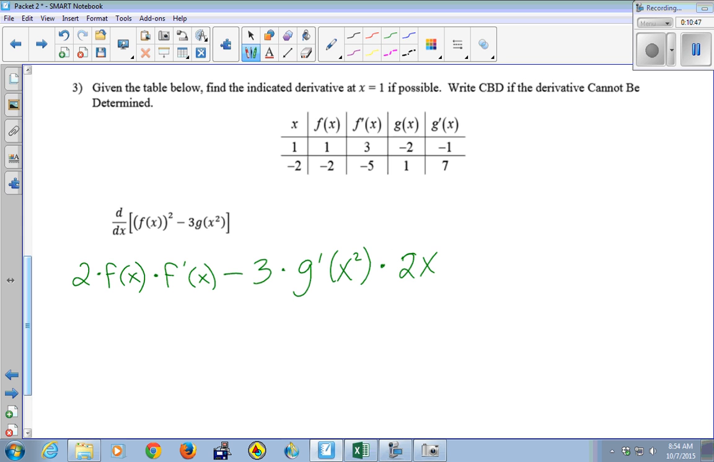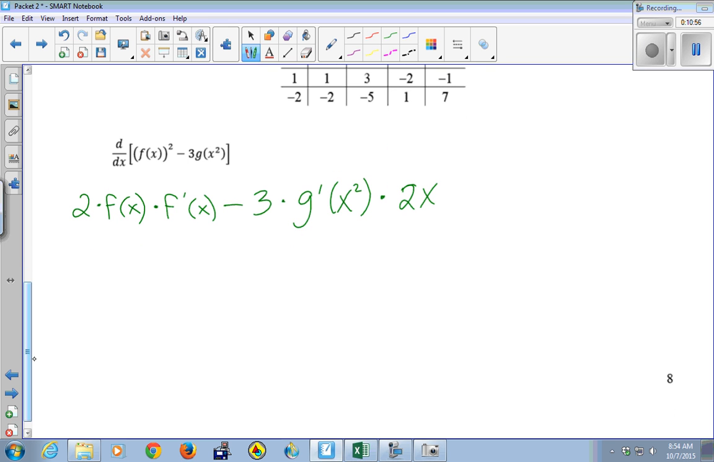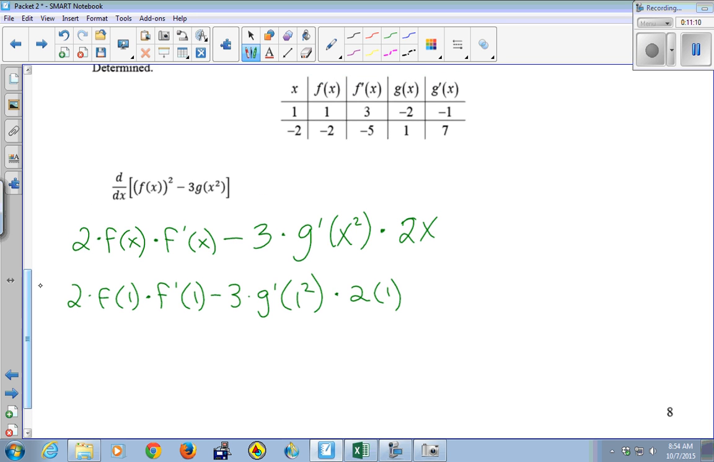So I've applied the chain rule to both of these, and I've got a formula for my derivative function, and then I plug in a 1. Okay, so I'm going to have 2 times f of 1 times f prime of 1 minus 3 times g prime of 1 squared times 2 times 1. And then I can look up all the values I need from my table. So f of 1 is 1.